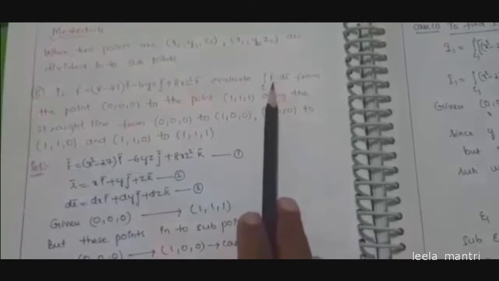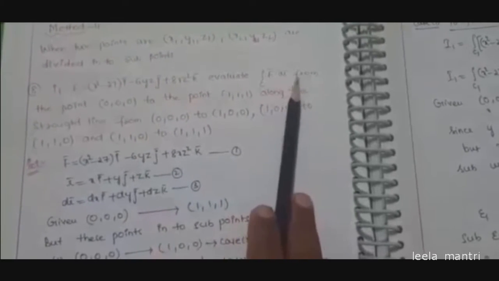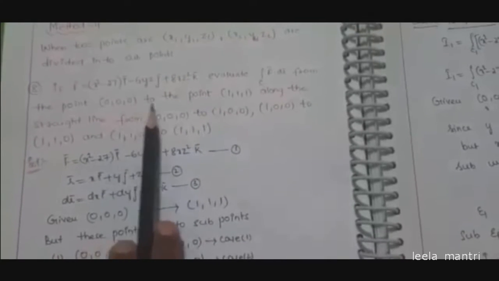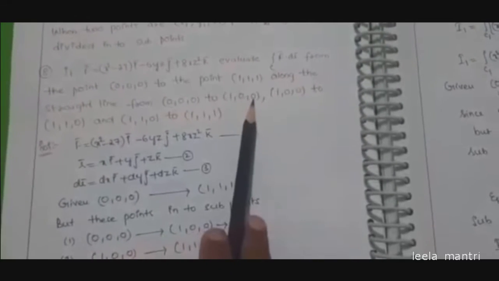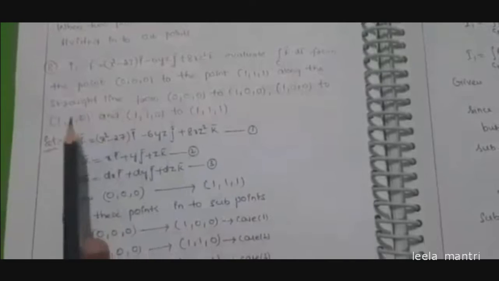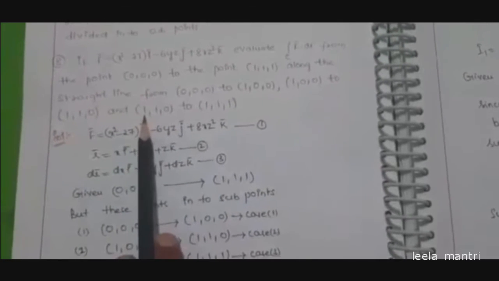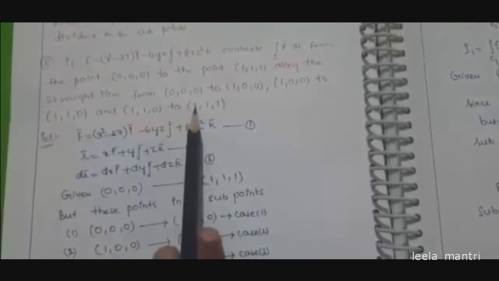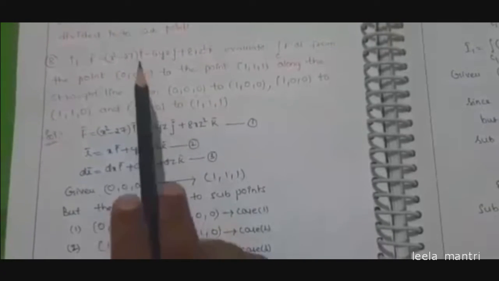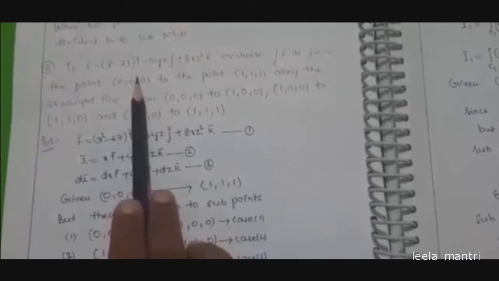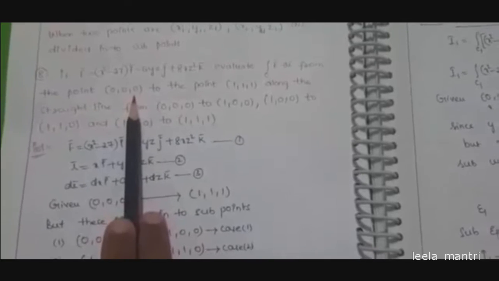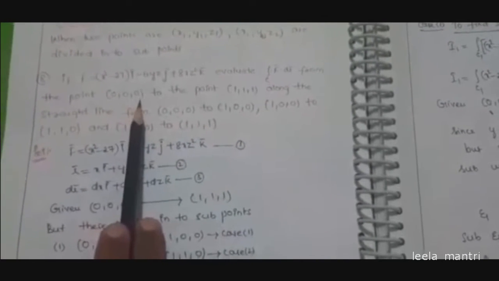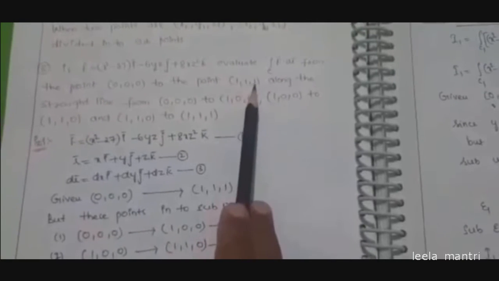Then we evaluate the line integral of f bar dot dr bar from the point 0, 0, 0 to the point 1, 1, 1 along the straight lines from the point 0, 0, 0 to 1, 0, 0, from 1, 0, 0 to the point 1, 1, 0, and from 1, 1, 0 to 1, 1, 1. Here f bar is given, but no plane equation is given in this particular condition. The initial point starts from 0, 0, 0 and goes to the terminal point 1, 1, 1.